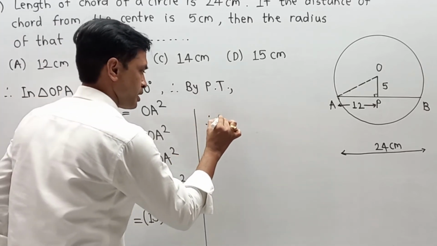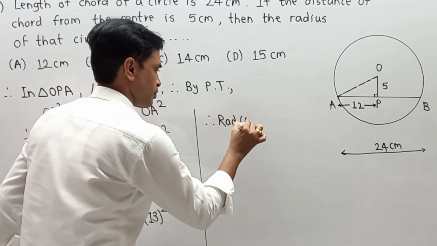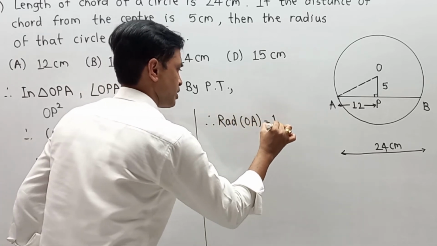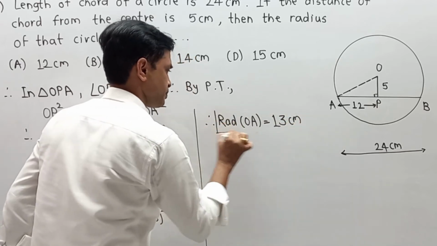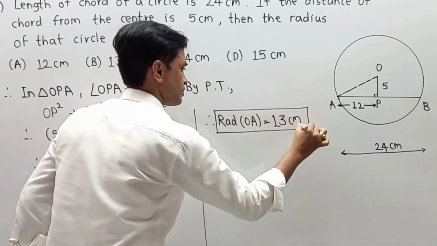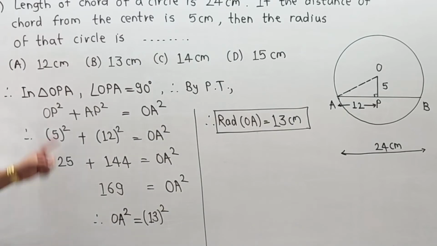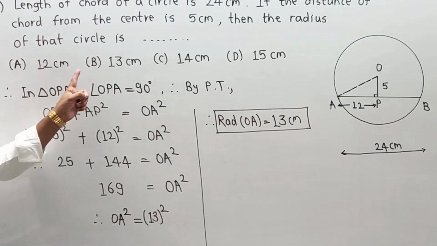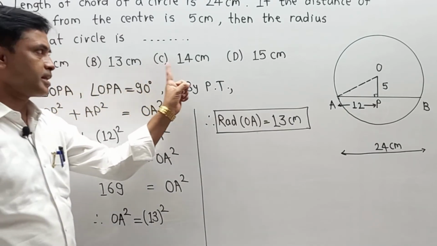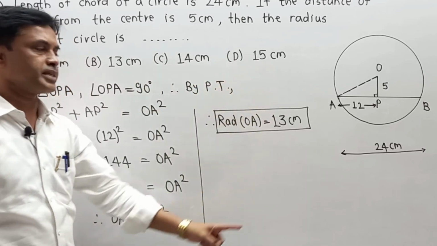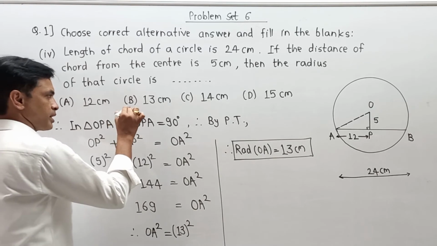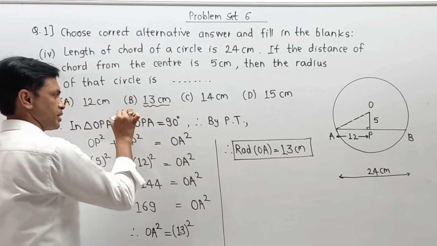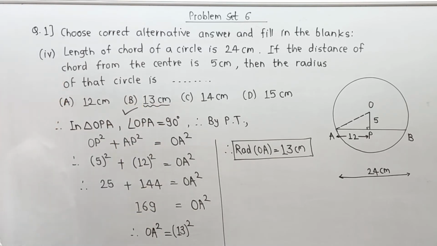Therefore, radius OA is equal to 13 centimeter. Now they have given the answers: A 12 centimeter, B 13 centimeter, C 14 centimeter and D 15 centimeter. So radius OA is 13 centimeter, which means our answer B is correct over here.